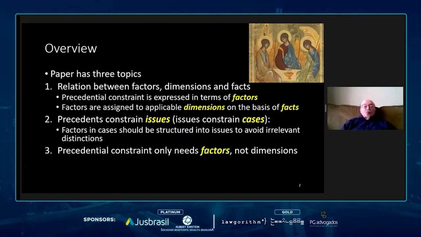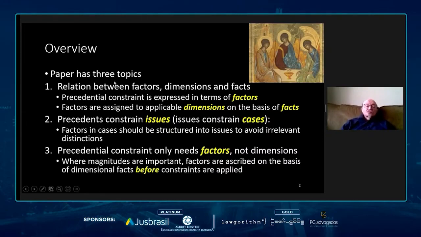And the third topic is that precedential constraint only needs factors. We don't need to express precedential constraint in terms of dimensions. Where magnitudes are important, and they are important, we first describe factors on the basis of dimensional facts, and then we apply constraints.